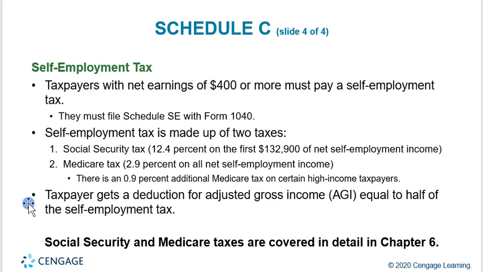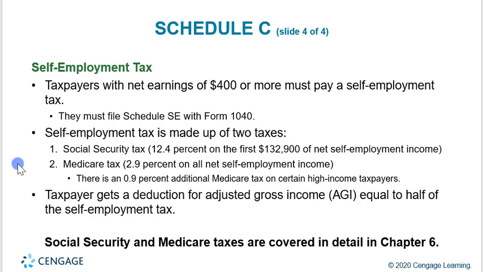Self-employment tax. Taxpayers with net earnings of $400 or more must pay a self-employment tax. They must file Schedule SE with Form 1040. So self-employment tax is made up of 2 taxes, Social Security and Medicare. And so 12.4% of the first $132,900 of net self-employment income, and Medicare tax is 2.9% on net self-employment income.